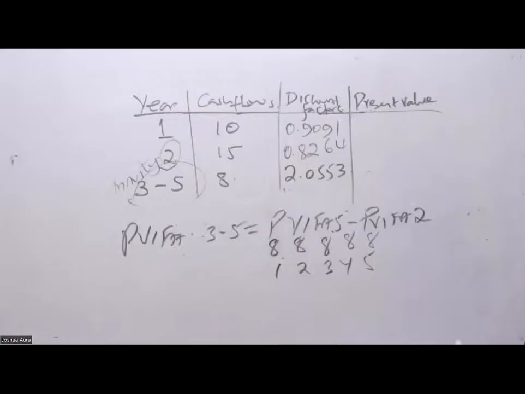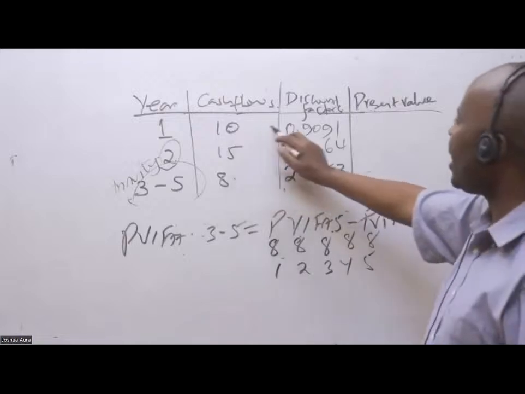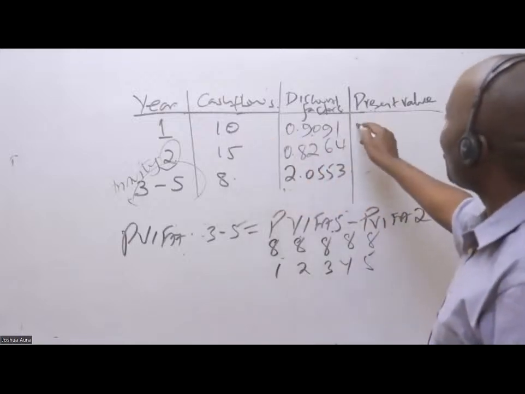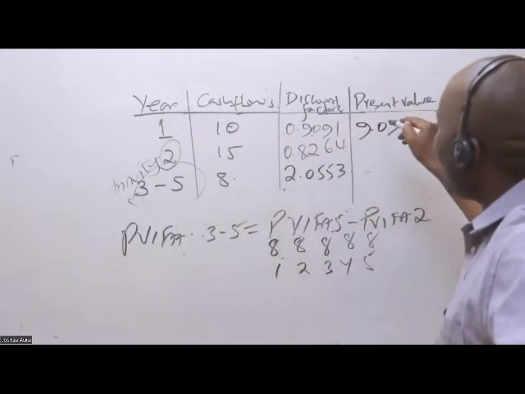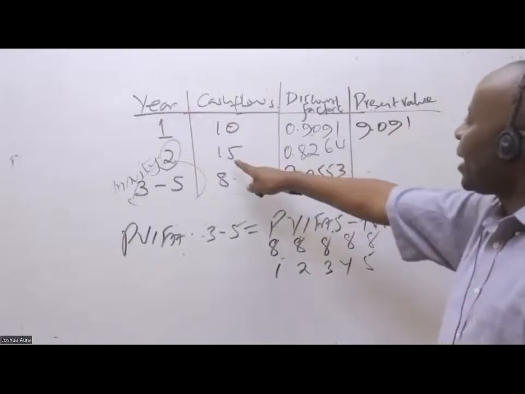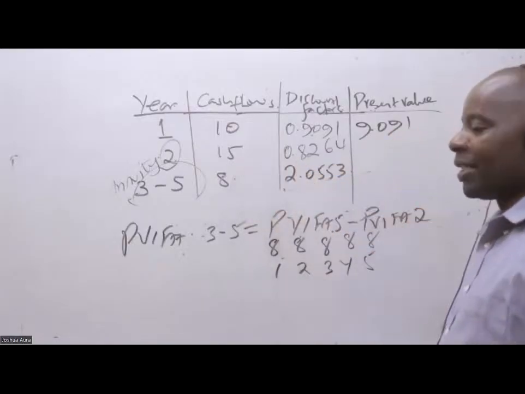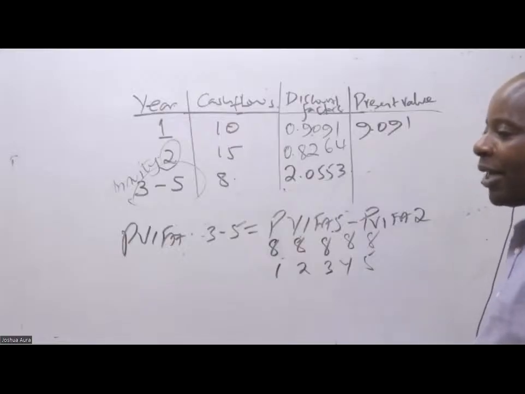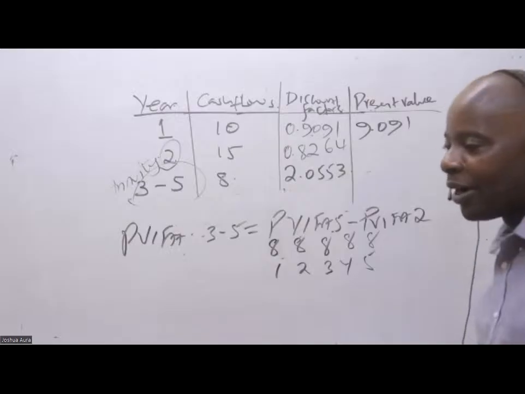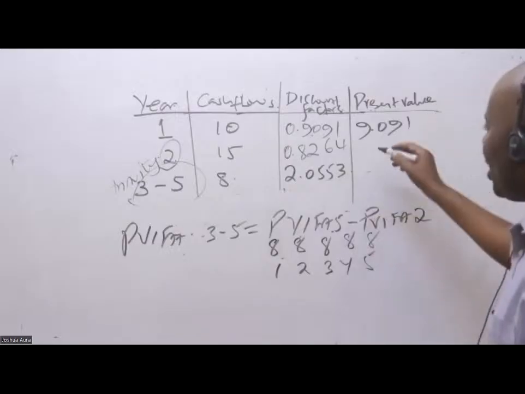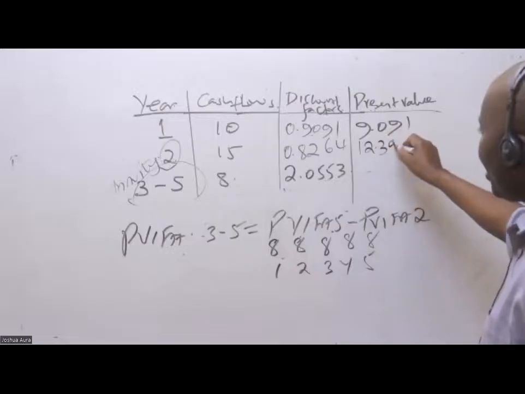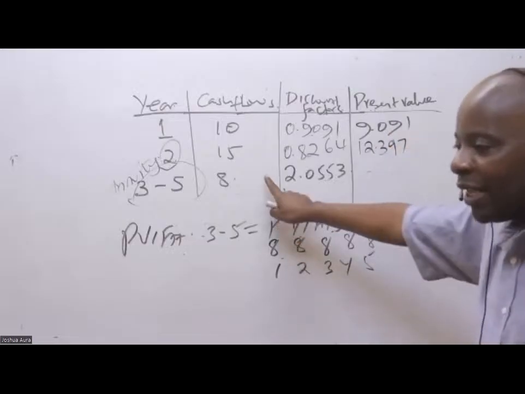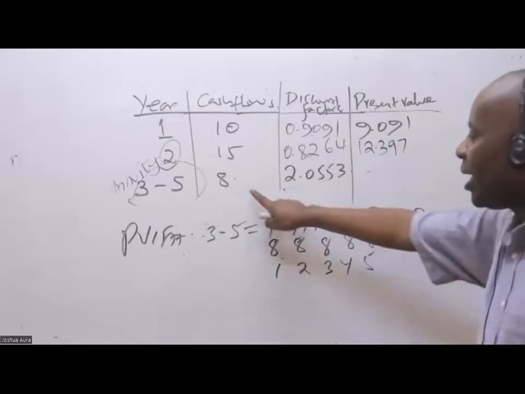Great. So please give me these figures. 10 times this one, and now we are discounting, so this becomes 9.091. And then you take 15 times 0.8264, which gives 12.397. And then now we have 8 by this.